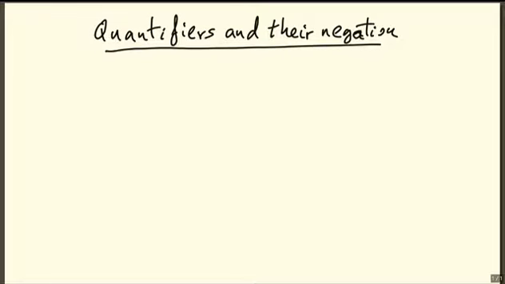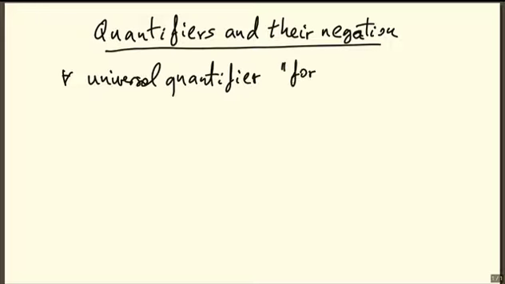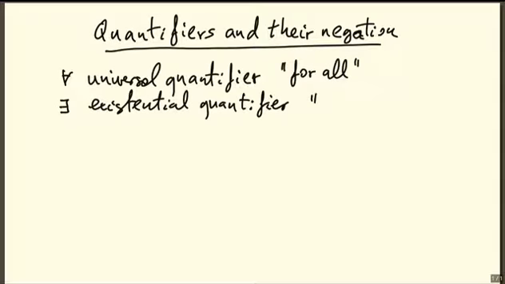I would like to talk about quantifiers and their negation because this comes up a lot in mathematical proofs, even with vector spaces. This is the universal quantifier, and the way we read this is "for all." And this is the existential quantifier, and the way we read this, "there exists."